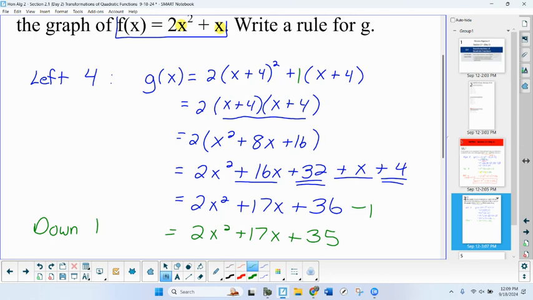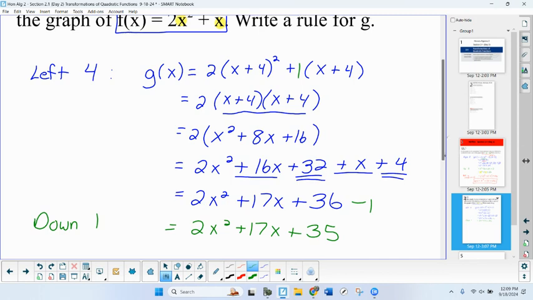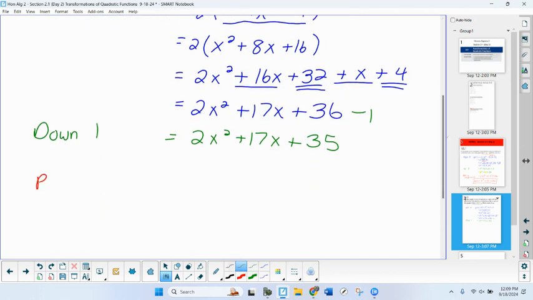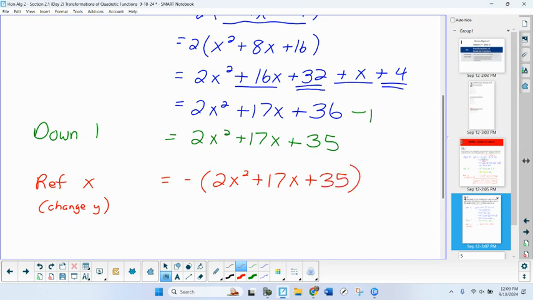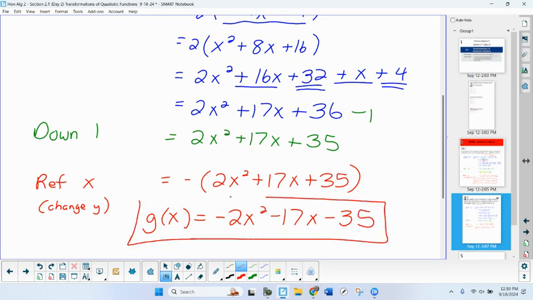Okay? And the last thing is reflect over the x-axis. So Addie, if we reflect x, what do you change? Y. You change y. And remember, y is what? Everything. So you just put a negative in front of the whole equation. And then what do you do with that negative? Distribute. And what's your final answer, Addie? Negative 2x squared minus 17x minus 35. And this is our final answer.